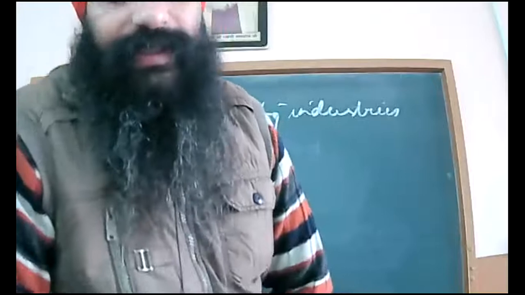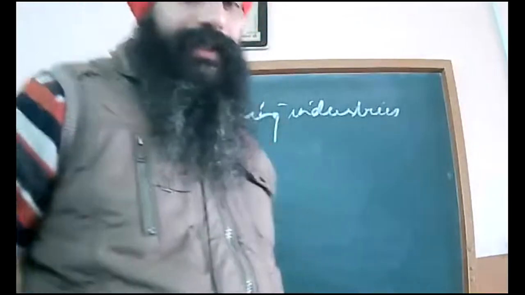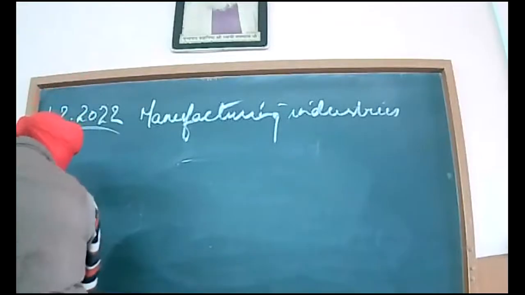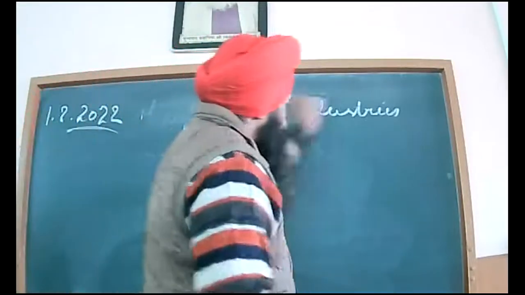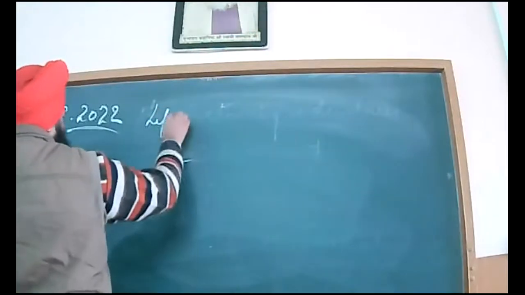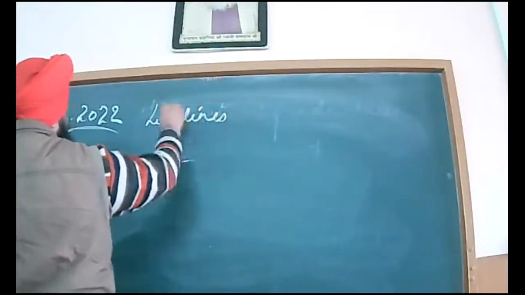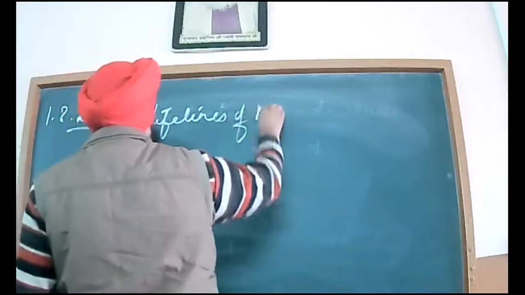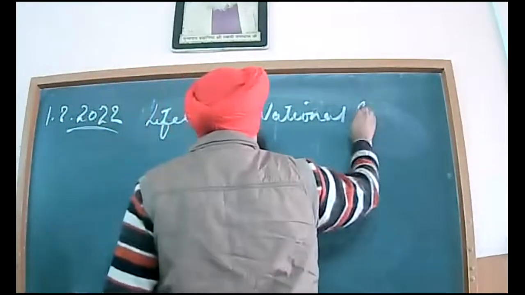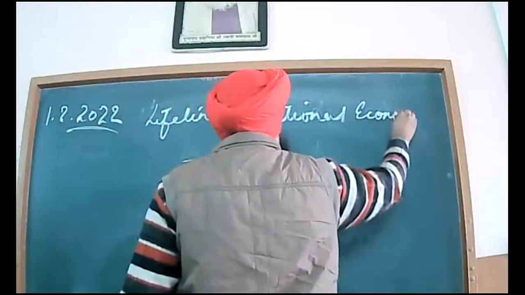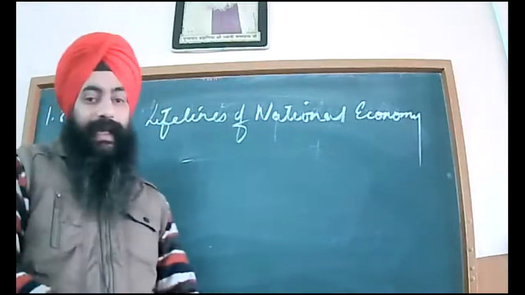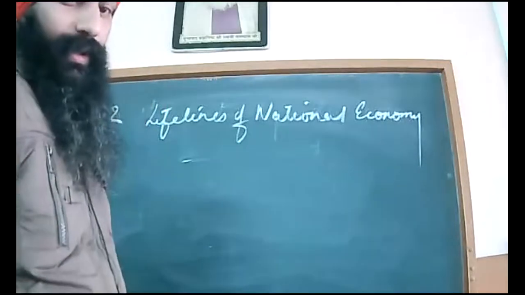Your next chapter, third chapter of geography, is Lifelines of National Economy. Means of transport and communication are considered as the lifelines of the economy.